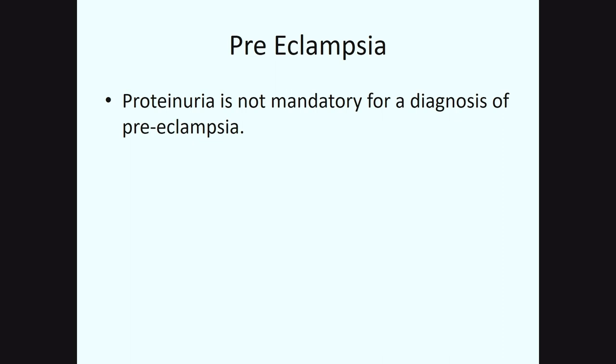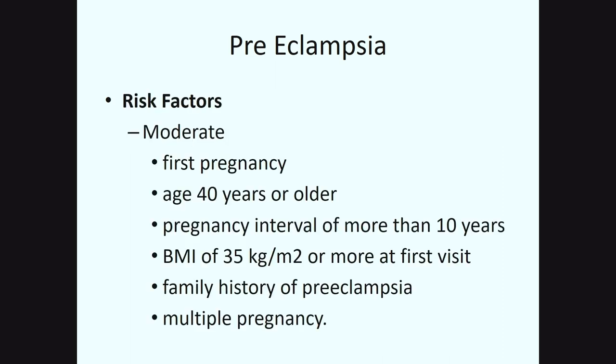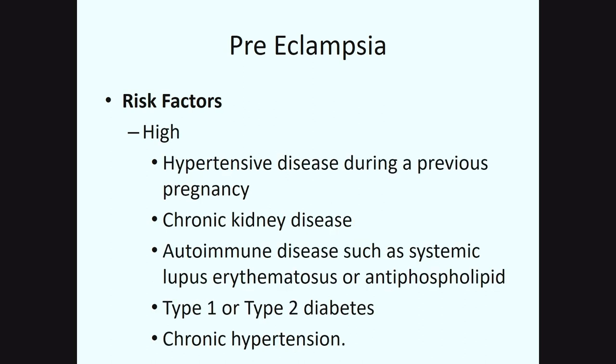And the risk factors for preeclampsia, there are two types. One is moderate, the other one is high. The moderate risk factors are first pregnancy, age 40 years or older, pregnancy interval more than 10 years, BMI of more than 35, family history of preeclampsia, and multiple pregnancy. I told you this before also. And the high risk factors are hypertensive disease during a previous pregnancy, chronic kidney disease, autoimmune conditions such as SLE or antiphospholipid syndrome, type 1 or type 2 diabetes, and chronic hypertension. So it is important: a patient with type 1 or type 2 diabetes or chronic hypertension is considered high risk for preeclampsia.